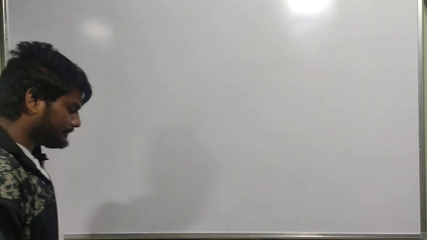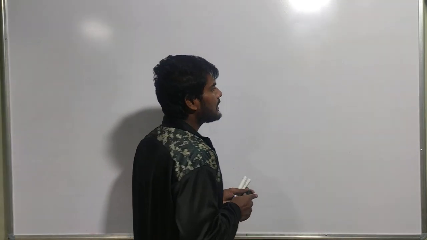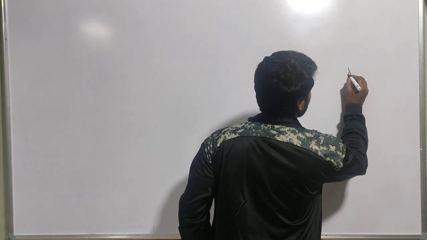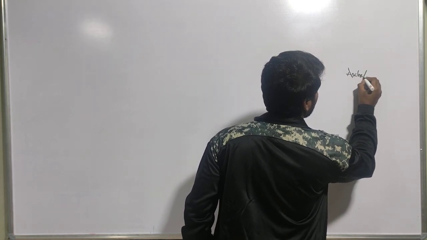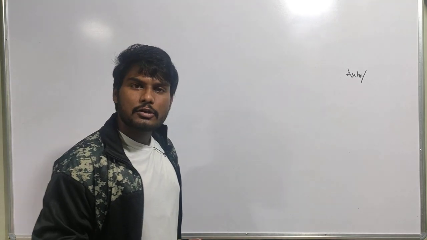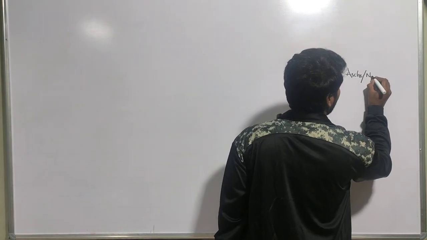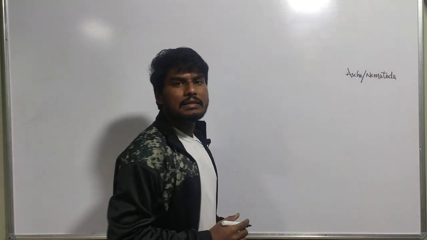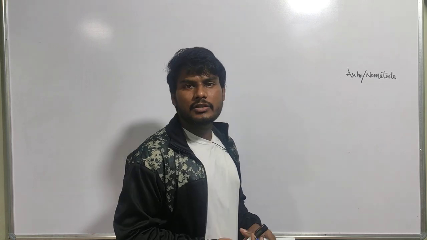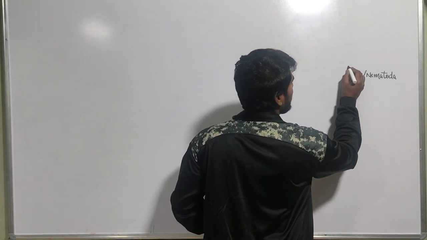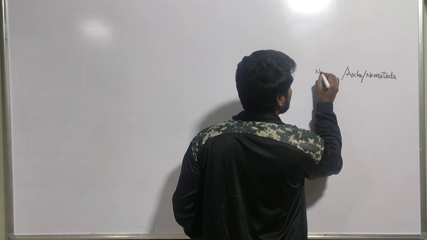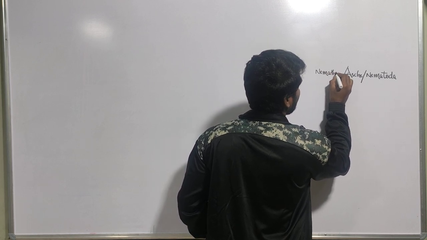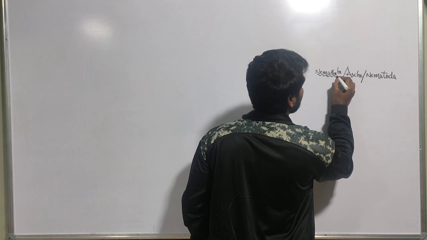The next phylum after Platyhelminthes is Aschelminthes. First thing that you have to remember is that the phylum Aschelminthes is also called by another name, which is known as Nematoda. These organisms are also called Nemathelminthes. Three names are there.